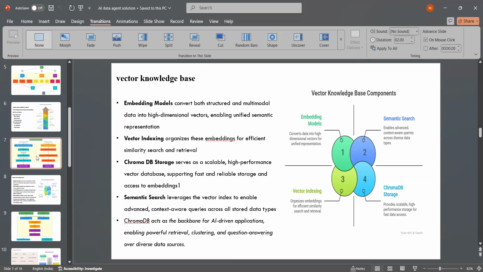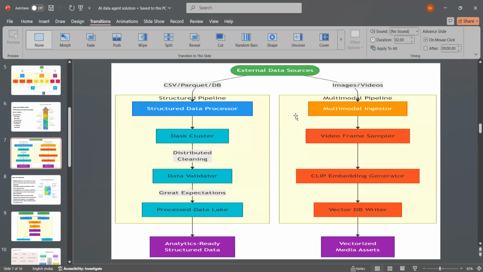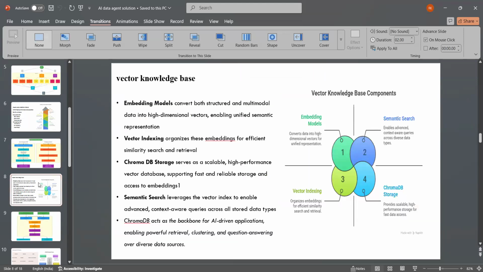data sources. Now, when we have completed phase two, this diagram shows external data coming from these sources: CSV, Parquet, and DB. In the structured pipeline, the structured data processor goes to a Dask cluster and distributed cleaning, data validator, feature engineering, processing, data lake, analytics-ready structured data. And for images and videos, we have a multimodal pipeline: multimodal ingestor, video frame sampler, CLIP embedding generator, and vector DB writer.